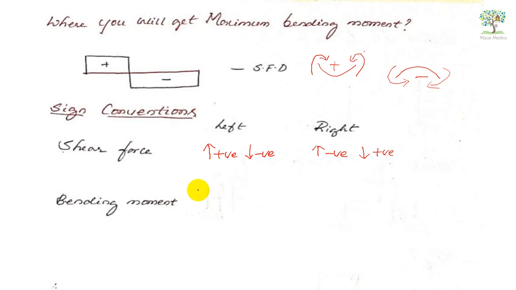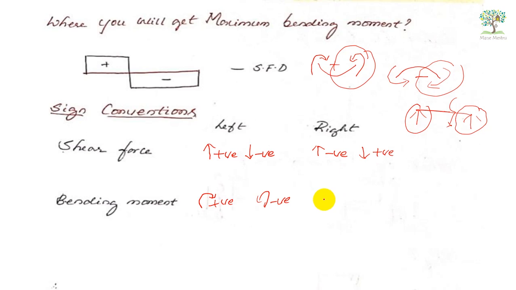So now, when you are calculating the bending moment from left side of the section, you have to take what? Clockwise as positive and anti-clockwise as what? Negative. Okay. Similarly, if you are calculating bending moment from right side of the beam, what? Clockwise as negative and anti-clockwise as positive.